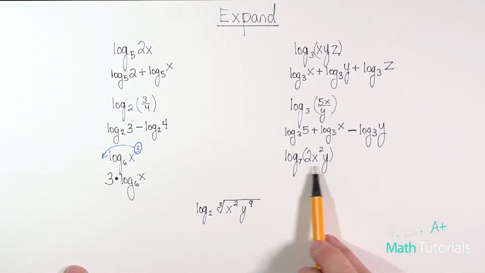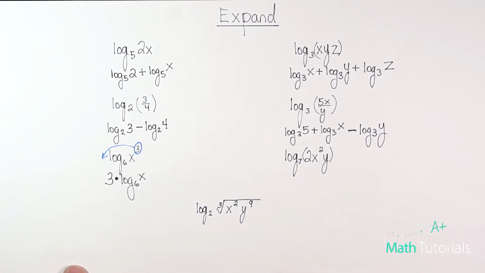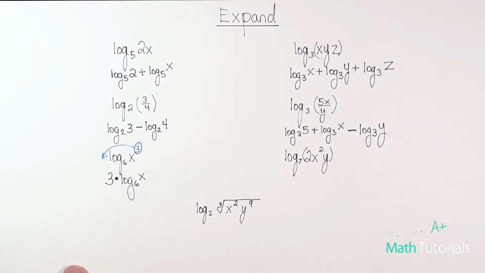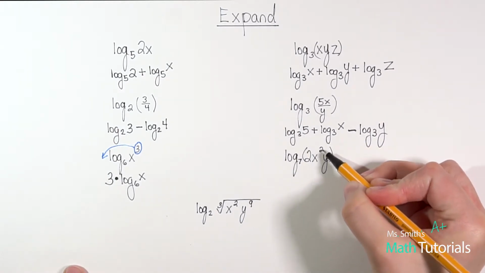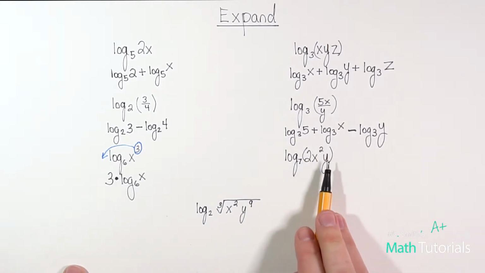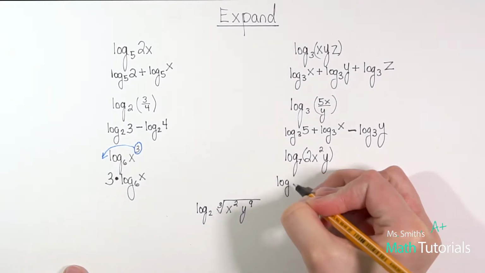For this example, we've got log base 7 of 2x squared times y. We've got some multiplication going on in here, as well as an exponent. Okay, so we've got to be very careful though, because that exponent 2, I can't just throw that out front and then call it a day. That 2 is only with the x, right? So that's x squared. That exponent of 2 does not go with that 2, and it does not go with that y. It is only for the x. So in this case, I'm going to go ahead and write our log base 7, right?